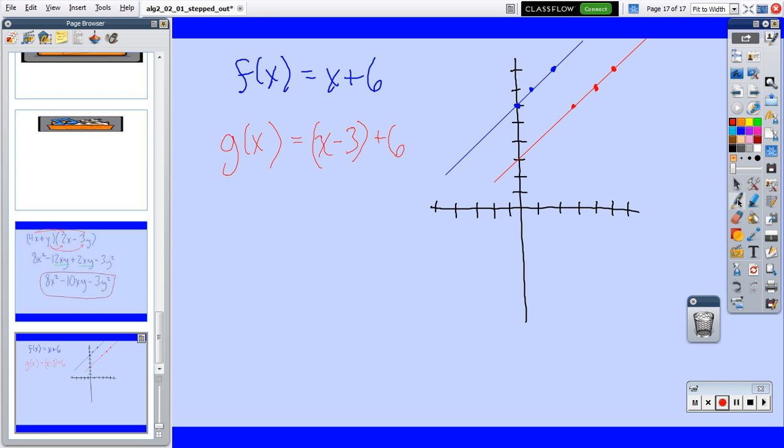But going back to the simple part, if we input 0 into our function f, we get an output of 6. If I input 0, according to my graph, into g of x, I get an output of 3. Let's see if that's true from what I have written. 0 minus 3 is negative 3, and negative 3 plus 6 is 3. At first students think, okay, I would add 3. It wouldn't be correct because I would input 0 and get an output of 9, which is not correct.